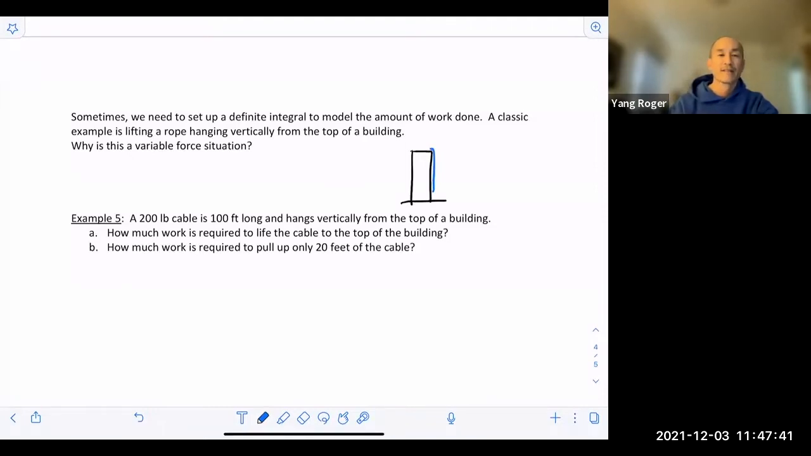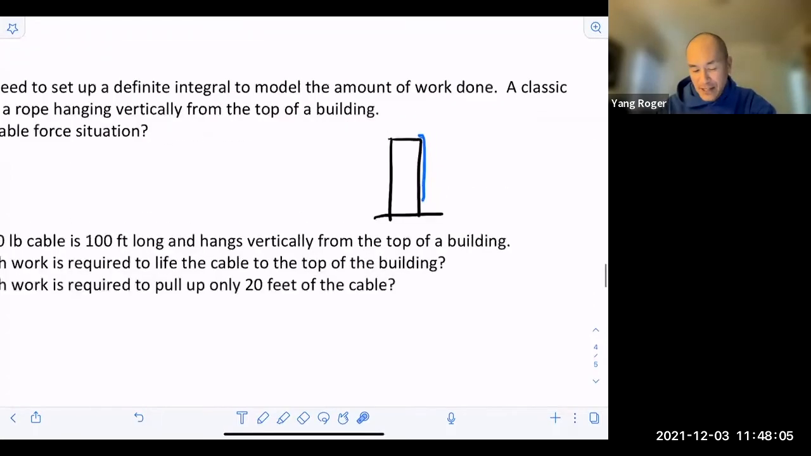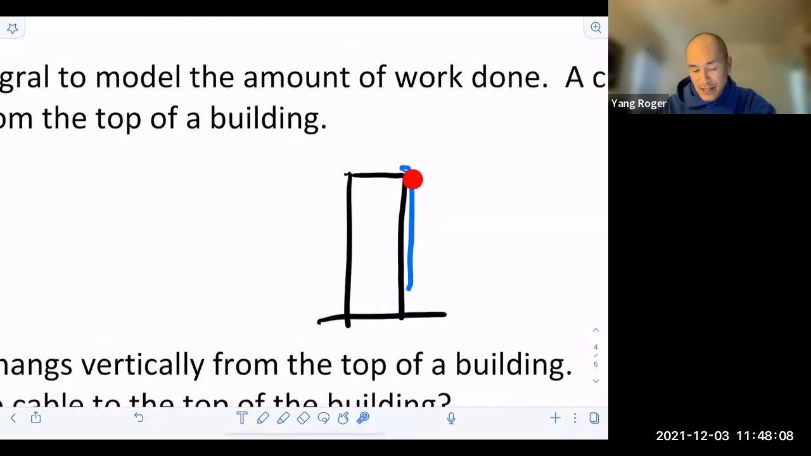And I claim that this is a variable force situation. So why is this a variable force situation? Well, the thing is, when we want to pull this rope up, it takes very little work to pull the very top of the rope up. Why? Because the top of the rope just has a little bit to go. You know what I mean?